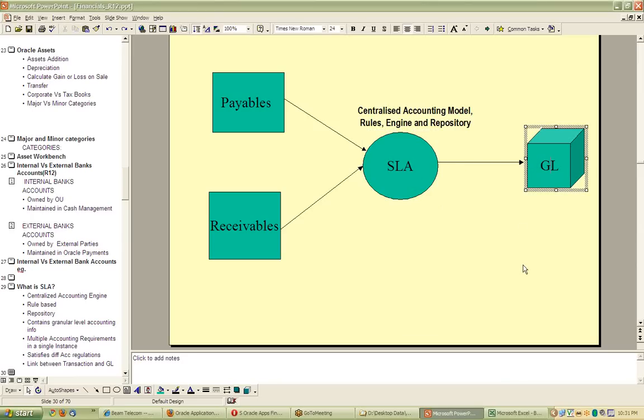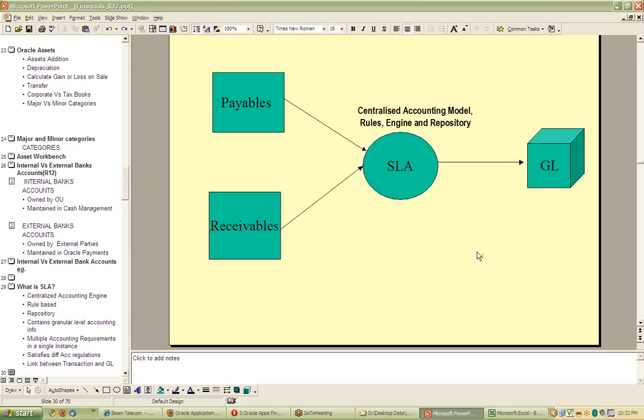Oh, okay. Now I get it. So basically it processes the same, but earlier it would be all in the GL. Now there is another medium through which it goes into the GL. There is a centralized accounting model through which it gets processed and sent to the general ledger. So the earlier versions were all done in the GL directly, right? So to that extent, the role of GL has got reduced.